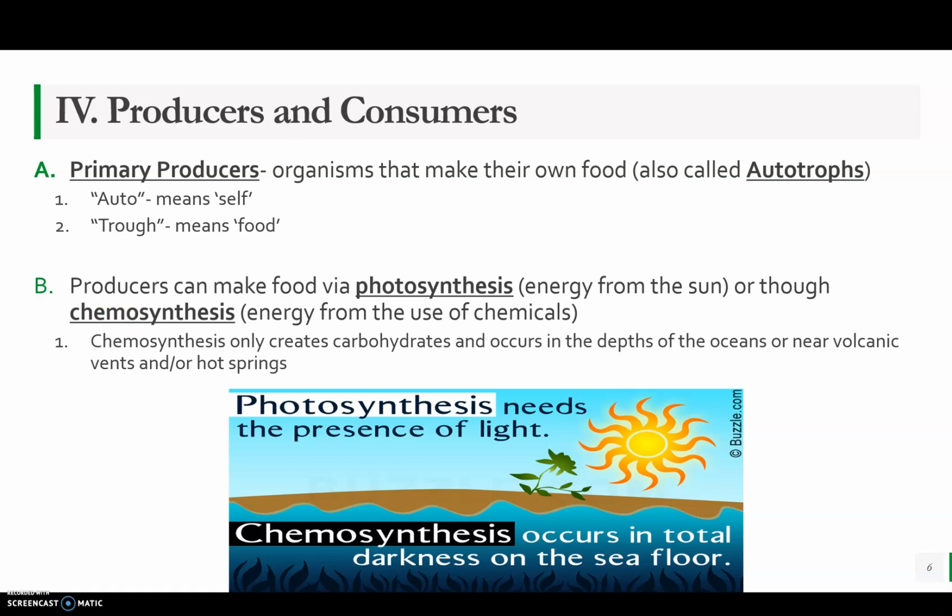Chemosynthesis is not quite as productive as photosynthesis. Photosynthesis, you will get more payout with that, but chemosynthesis is helpful because you don't need sunlight for it. You can do it in complete darkness. However, you do need some sort of energy source in terms of heat. So typically chemosynthesis will occur near volcanic vents and or hot springs deep in the ocean.